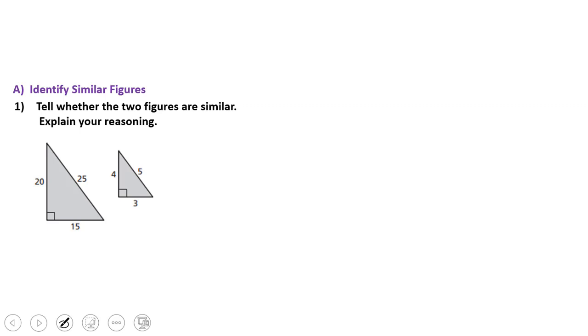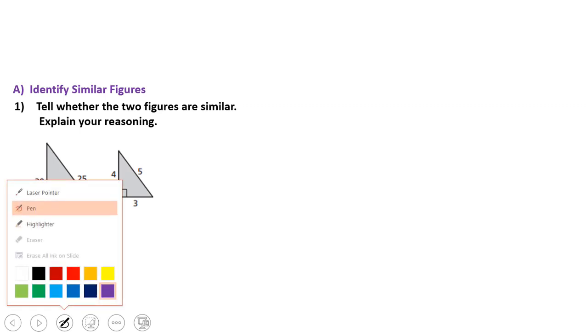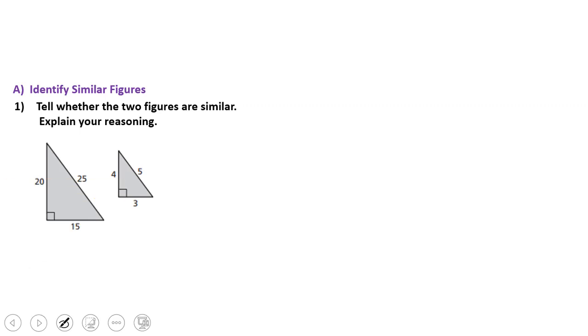Here's one thing you should know. If the side lengths are in fact proportional, then the corresponding angles are definitely congruent. We can prove that in class. You can have congruent angles without the side lengths being proportional, there's no doubt about it, but it doesn't work the other way. So we're going to use our proportionality to find out if these two figures are similar.